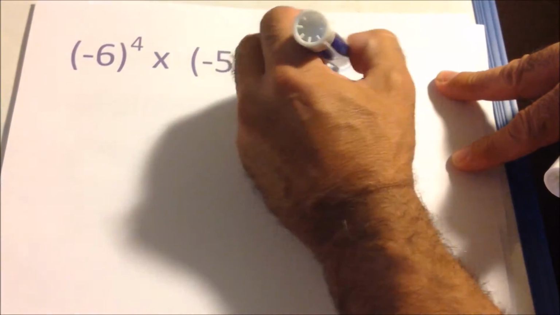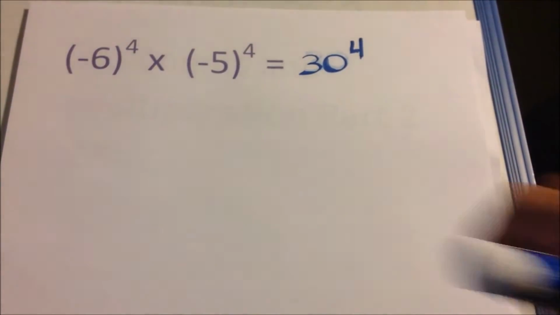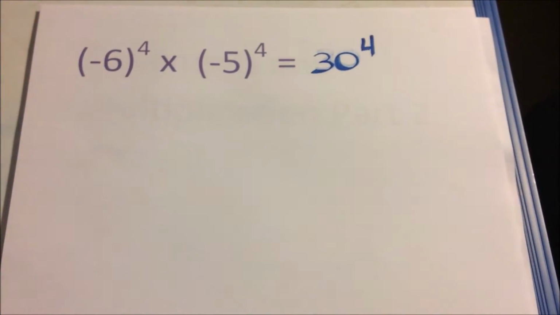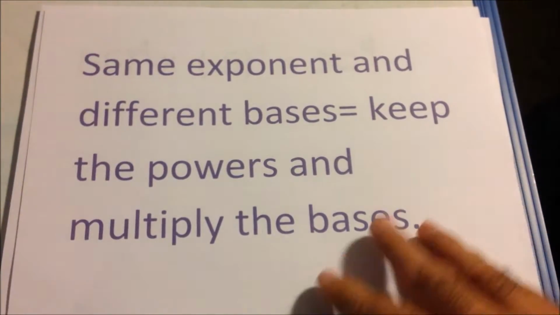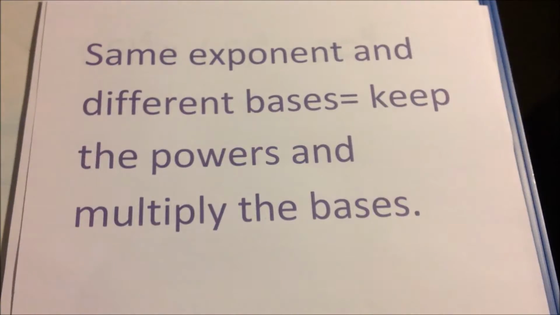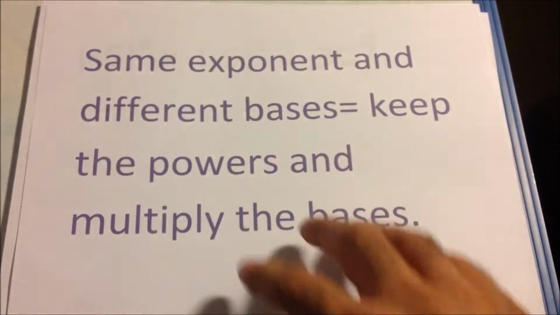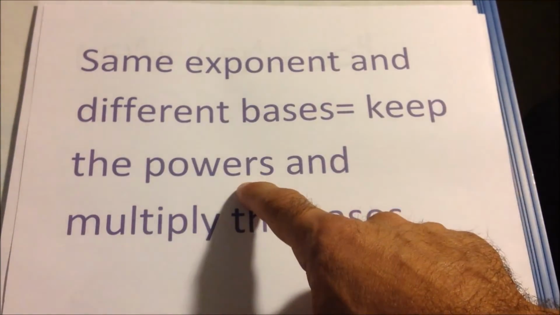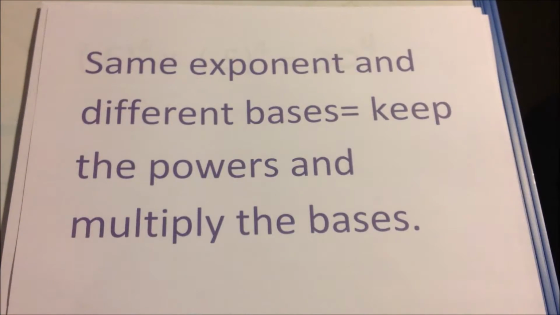Okay, so that'll be 30. And then we'll just keep the power. So remember, same exponents and different bases, you keep the exponents. You keep the powers, or the indexes, whatever you want to call them. Powers, index, exponents. If they're the same, you keep them, only if the bases are different. If the bases are the same, you keep the base. So the bases always overrule that.